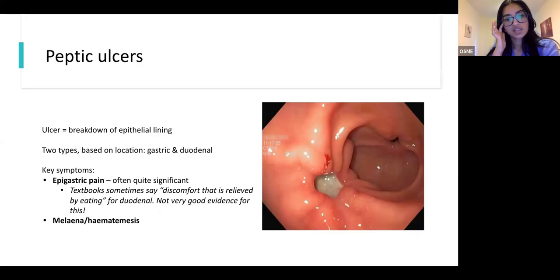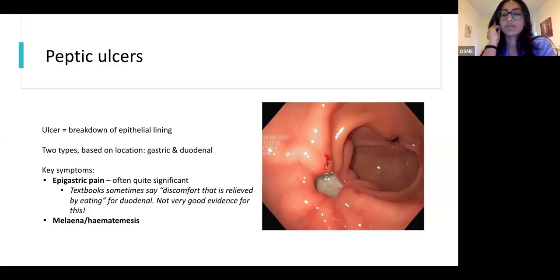So gastric ulcers, they normally say the discomfort is made worse after you have a meal. And with duodenal ulcers, they say that the discomfort is actually made better after you eat. However, this is not necessarily true, and there isn't very good evidence for this, but it's just an exam kind of classic. And peptic ulcers can present as an upper GI emergency.